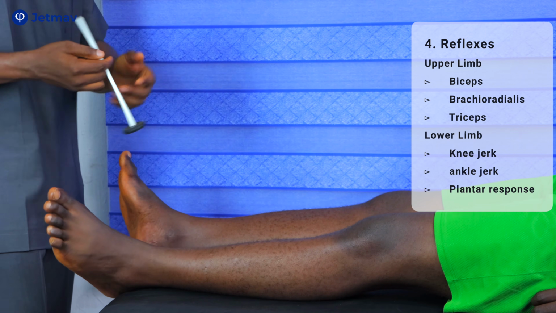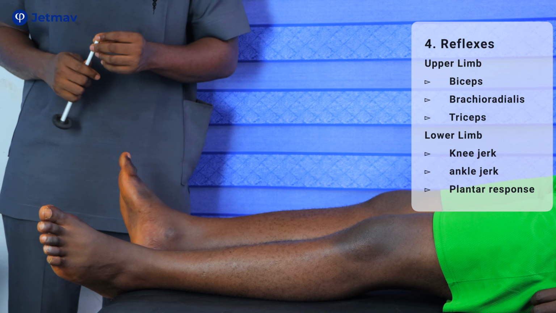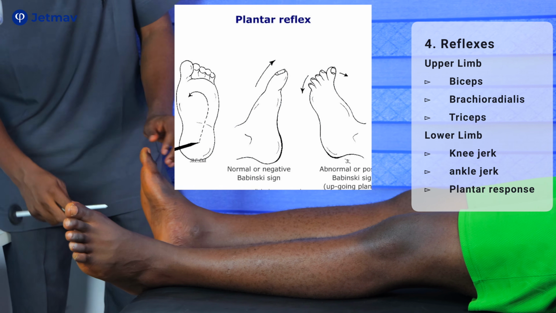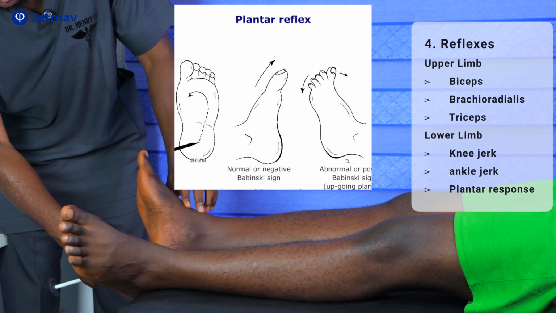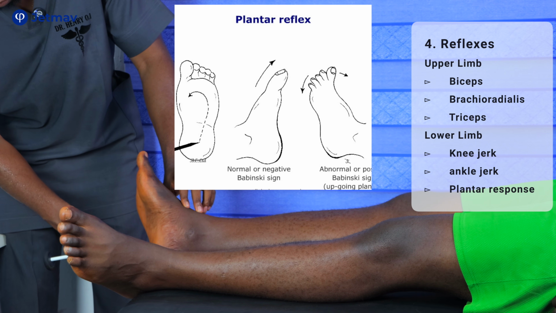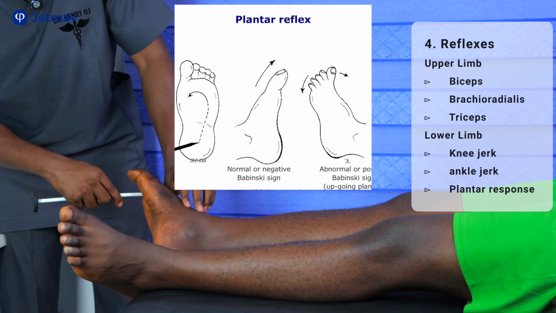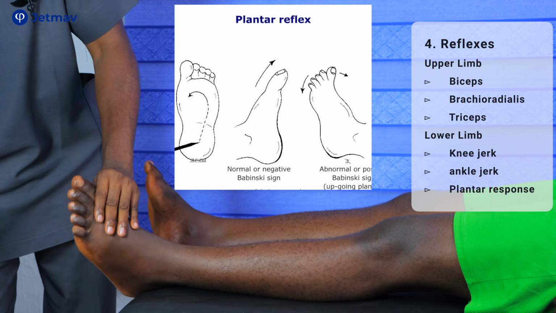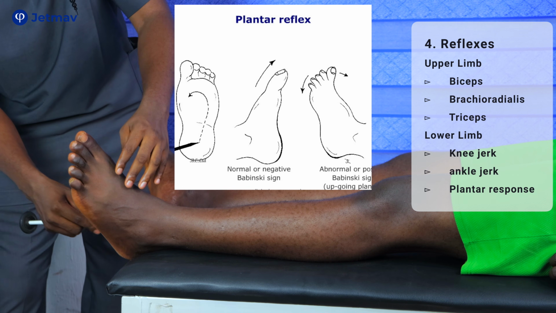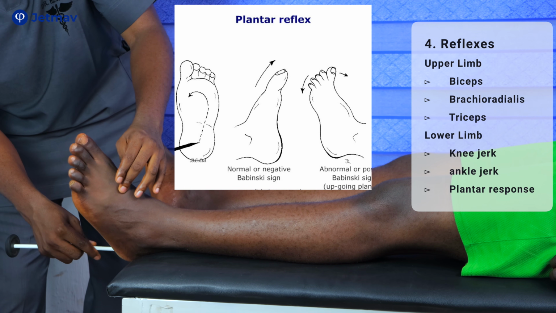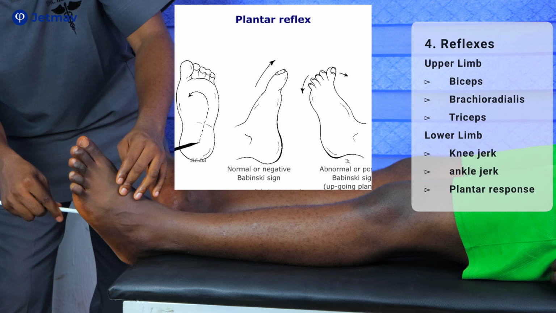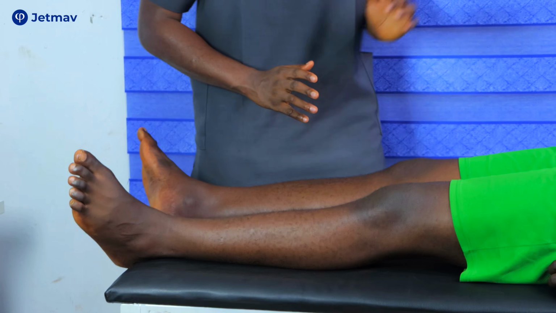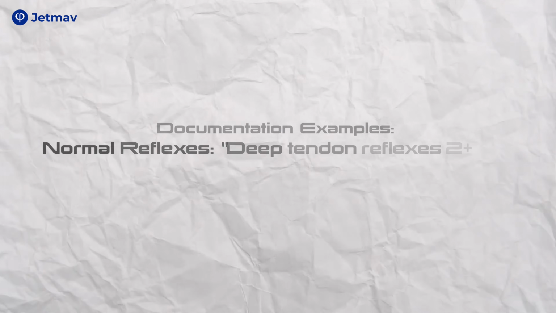So when you're done, the final reflex we're going to test is the plantar reflex. Okay, for the plantar reflex, that is the normal response. The patient should be able to plantar flex the toe. So this is the normal reflex. Okay, that's the normal response. So with this, we are done with the reflexes for both the upper and the lower limb.